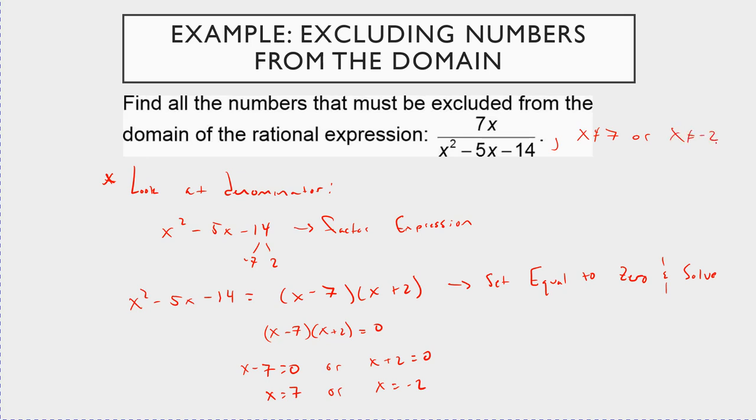Those are the values that would make this expression undefined. So the domain is all real numbers except for negative 2 and 7.